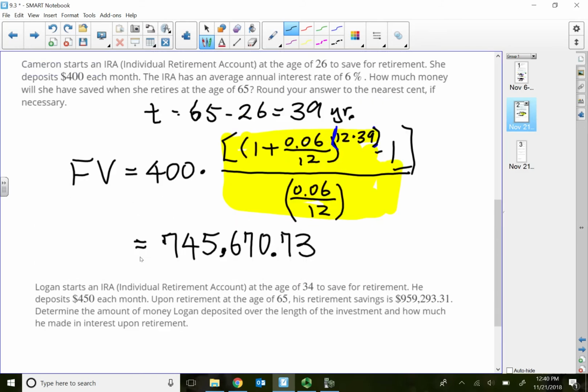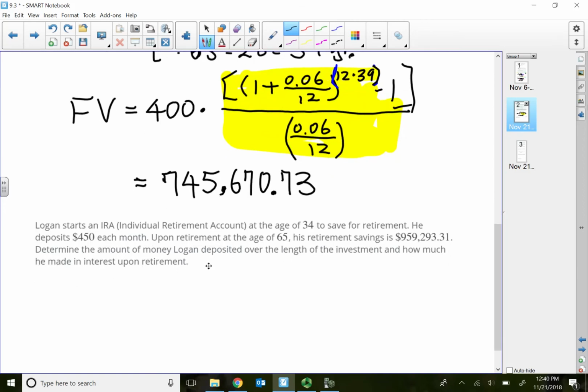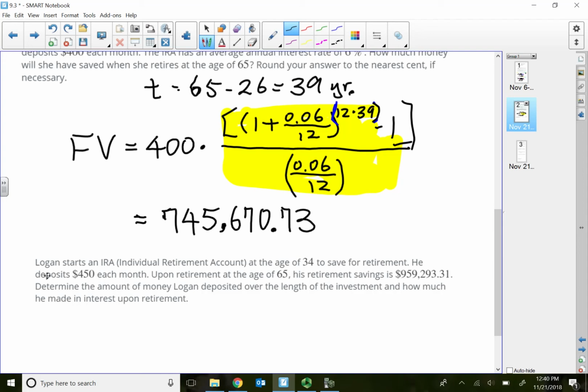Alrighty. So let's try another one. This is about Logan. But this problem is a little bit different than the previous one. Now, Logan started the same IRA at age 34 to save for retirement. He deposited $450 each month. Upon retirement at the age of 65, his retirement savings is $959,293.31. So this $959,000 is basically the same as the $745 up here.